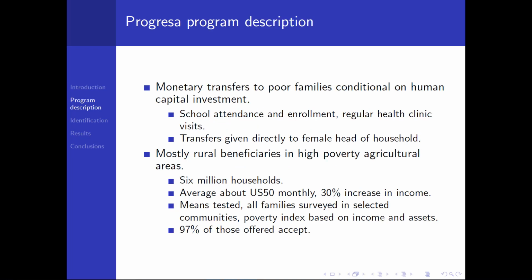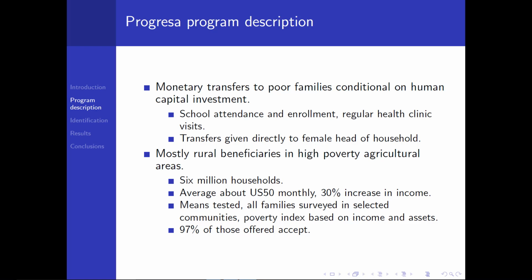Okay, so let me give a little more detail of what the program does. Progresa gives monetary transfers to poor families, conditional on human capital investment. So how does that work operationally? Transfers are given monthly. Kids need to be enrolled, and they need to attend 85% of the time, otherwise the family won't receive the transfer in that month. There's also a transfer conditioned on regular preventative health clinic visits. All of the money is given directly to the mom of the household. This program is huge in Mexico, 6 million households, but it's mostly a rural program. As I said, that's where I'm going to focus attention today.